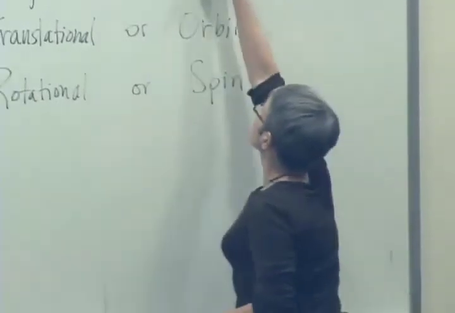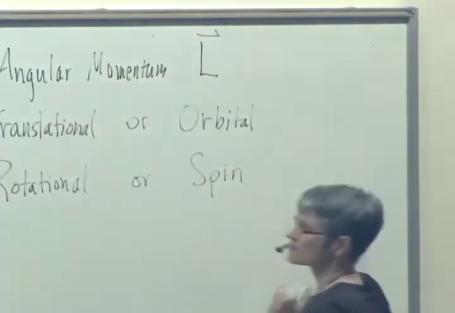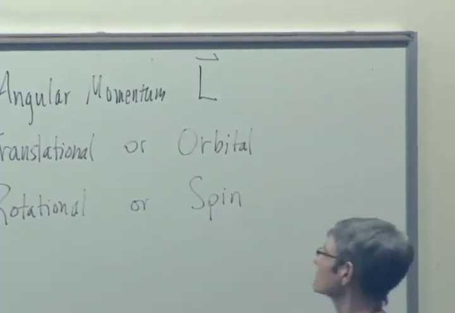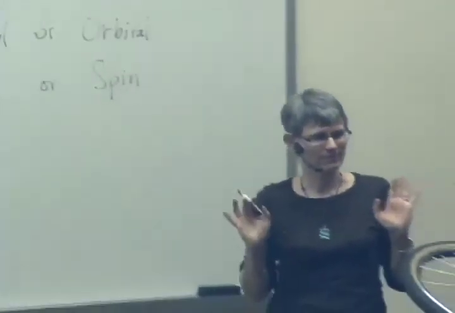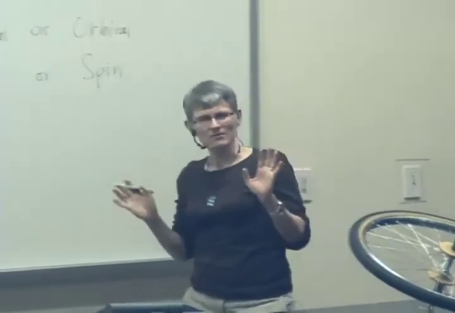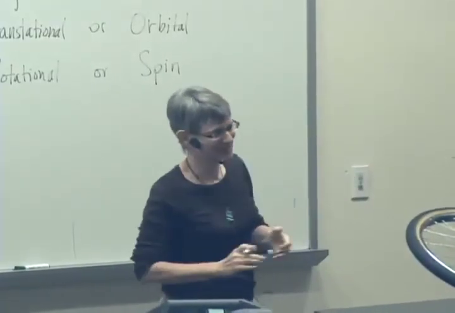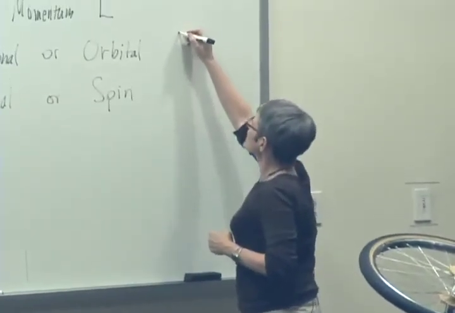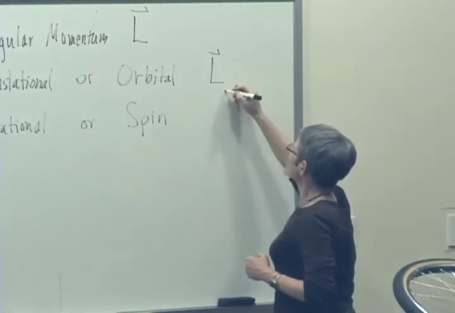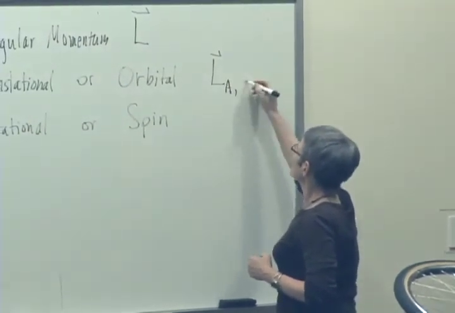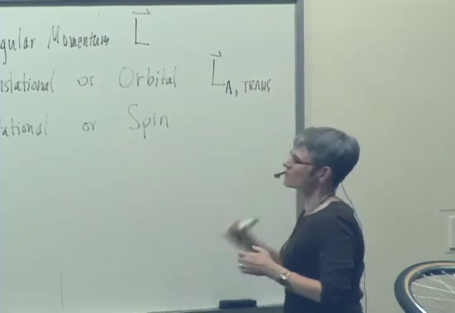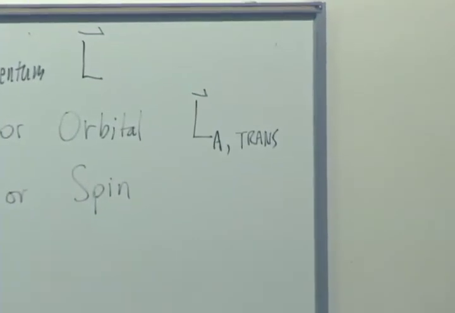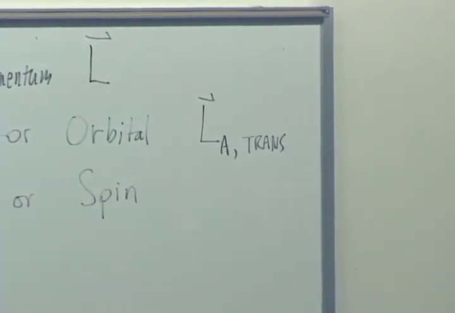Angular momentum has the symbol L. It's a vector, as we talked about last time. I don't know why it's called L. Same reason momentum is called P, I guess, but there's no L in... well, there's angular. So the translational angular momentum we write as L sub A, translational, and remember, this A just identifies the point that we're considering as the center of the motion.